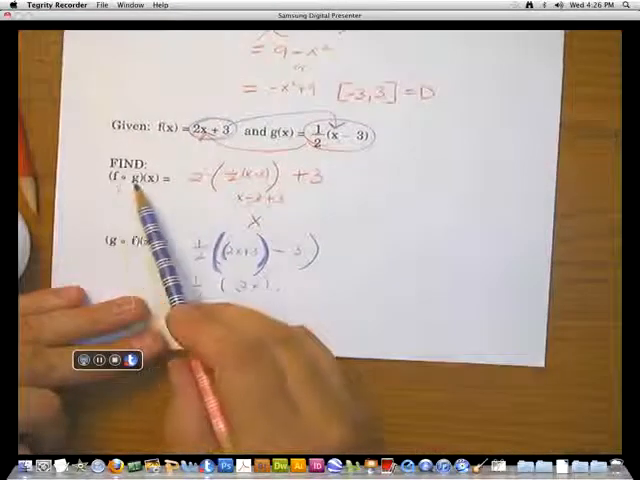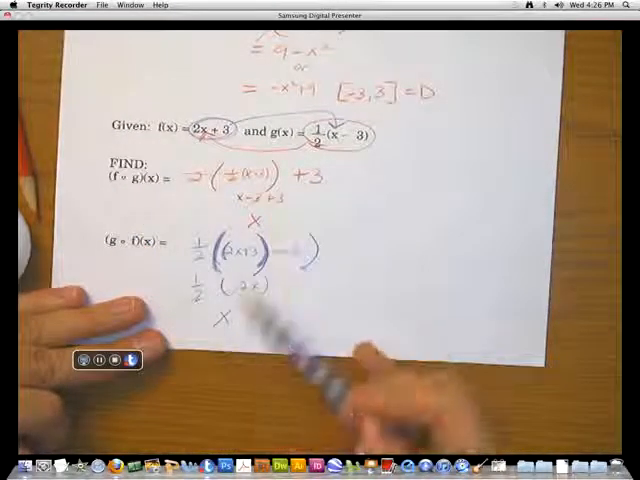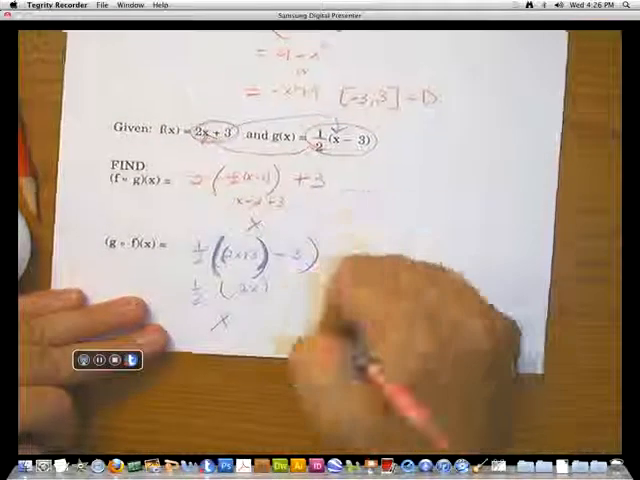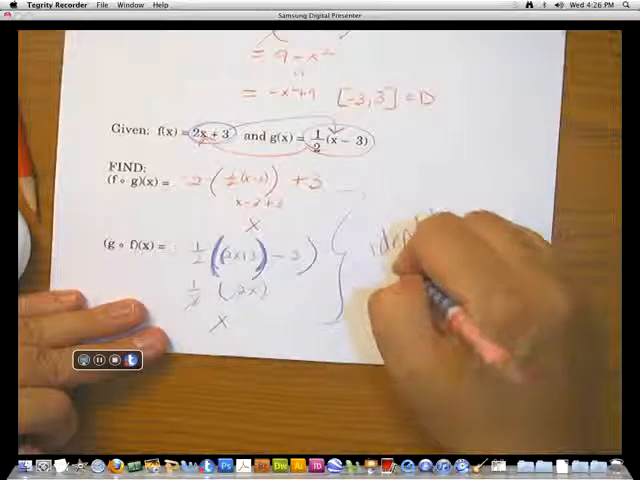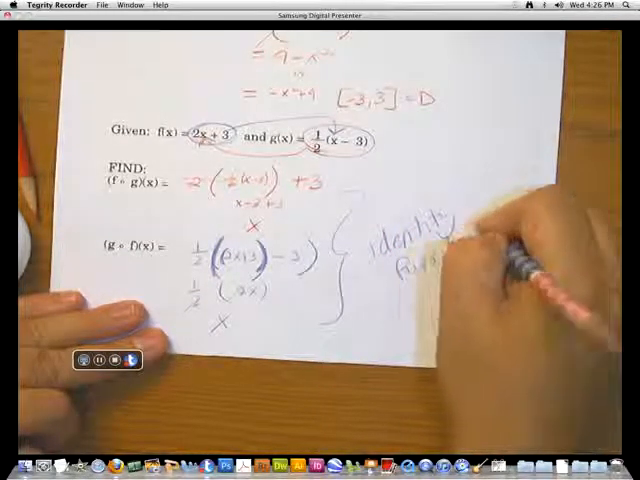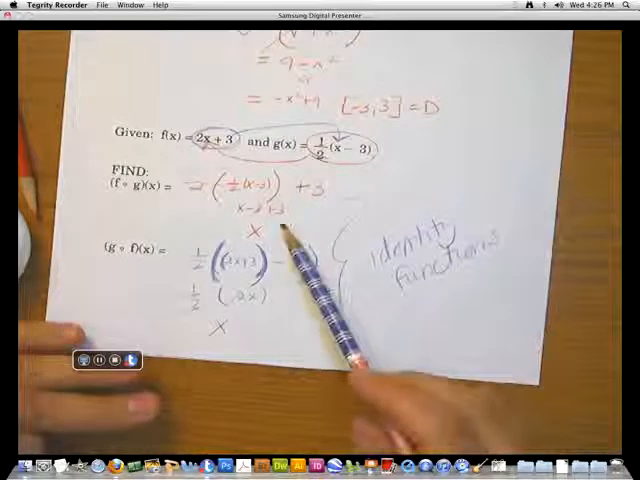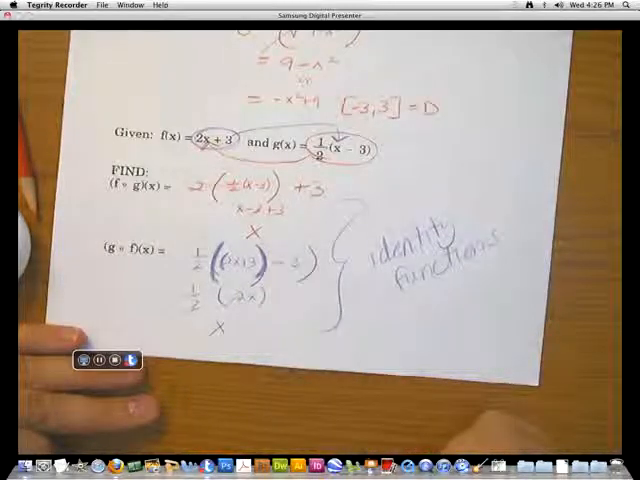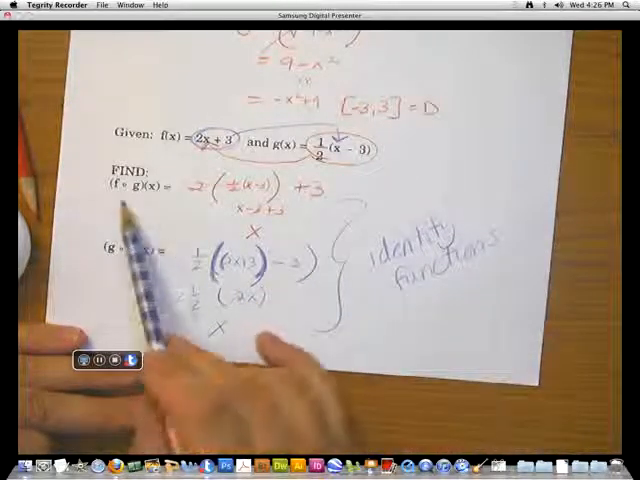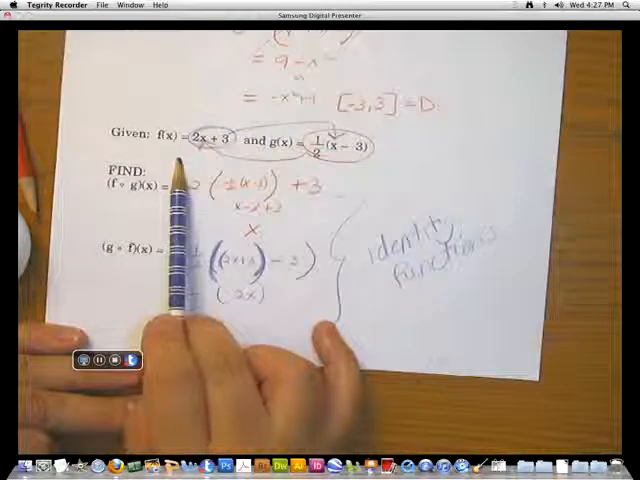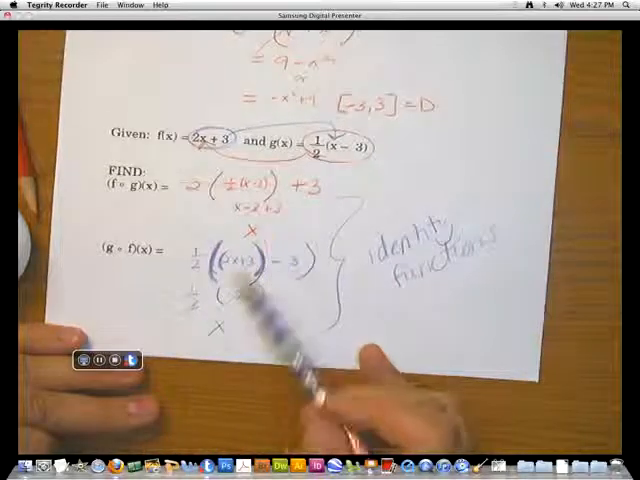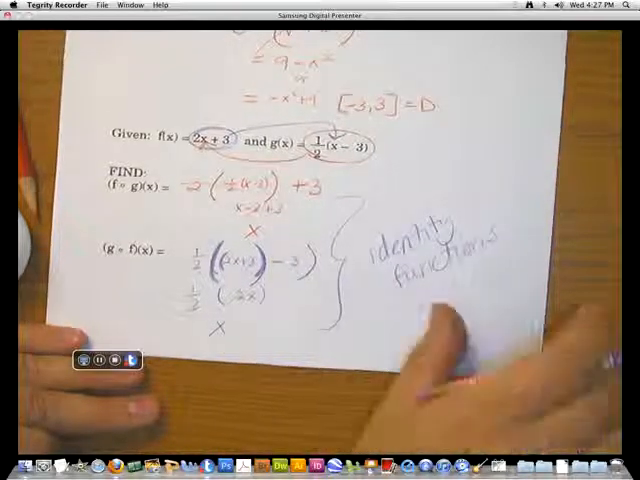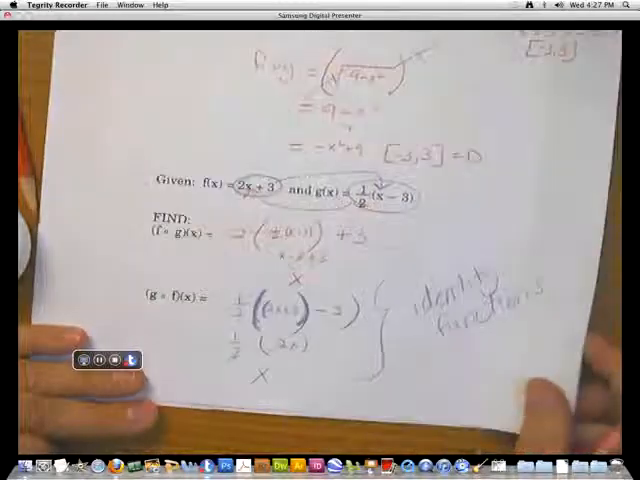If you put f into g and g into f, and your result is x, we call these identity functions. You will be asked to prove that functions are identities, and this is how you're going to prove it. You're going to put g into f, and then you're going to do f into g, and you're going to come up with x each time. And that's how you're going to prove that functions have identities, or that they are identities of each other.